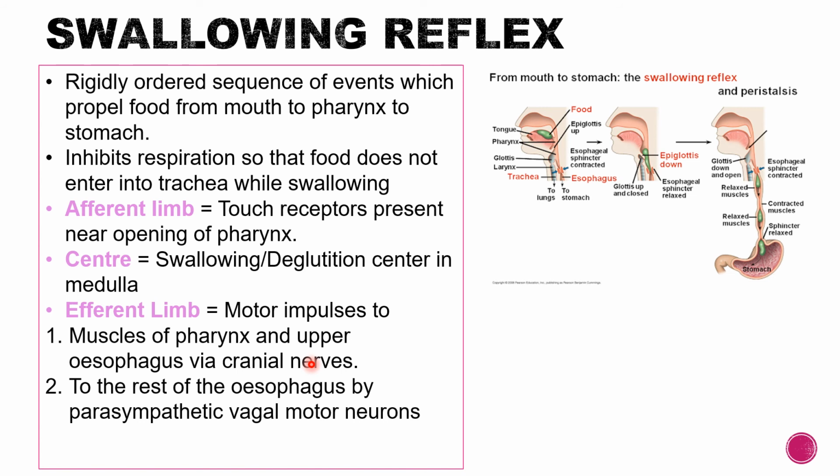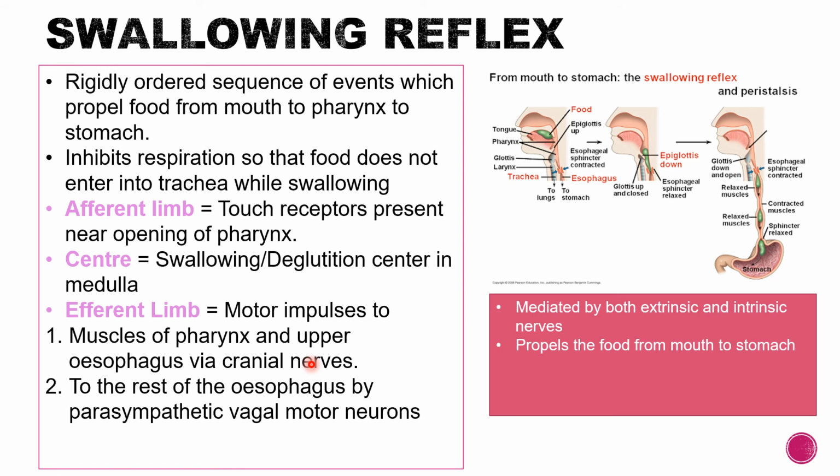So touch receptors are activated, the information goes to the swallowing or deglutition center. From there the muscles of the pharynx and esophagus are instructed to act so that we can complete the swallowing process. This is mediated by both extrinsic and intrinsic nerves. They propel the food from the mouth to the stomach. The swallowing reflex also protects the airway during swallowing, and it also protects the esophagus from acidic gastric contents. Okay, we will see that.